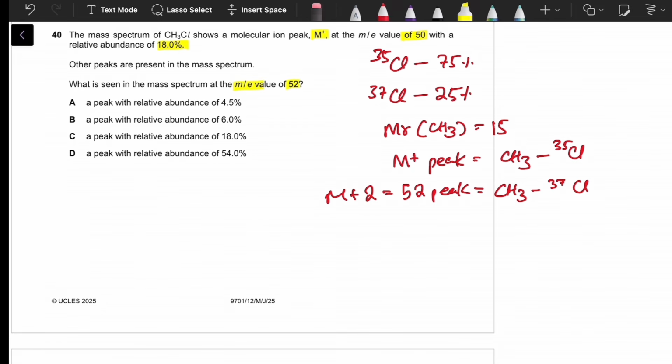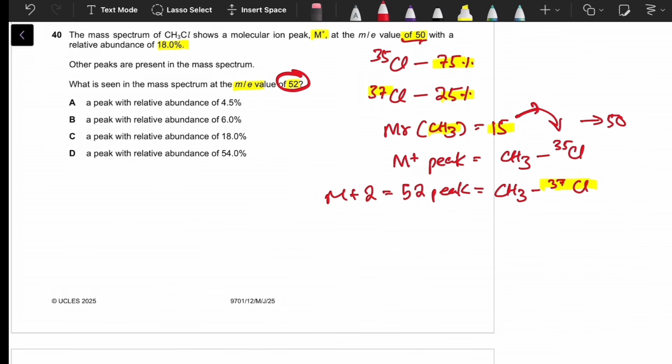Okie dokie. So first of all, we need to identify where this 50 peak is coming from. Remember that the Cl atom has two isotopes, 35Cl and 37Cl. The 35Cl is more abundant. It occurs in 75% of all chlorine atoms, and 37Cl occurs in 25%. So the molecular mass of CH3 is 15. So to get that 50 peak, we must have had 35Cl, because 35 plus 15 gives us 50. And this 52 peak must be the 37Cl.